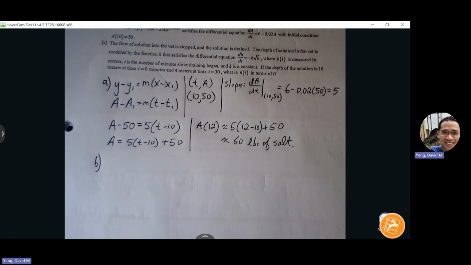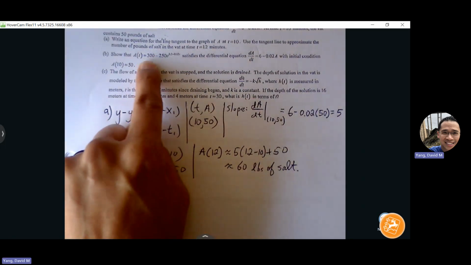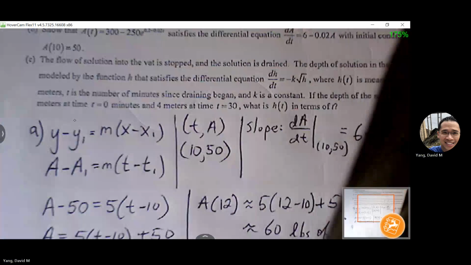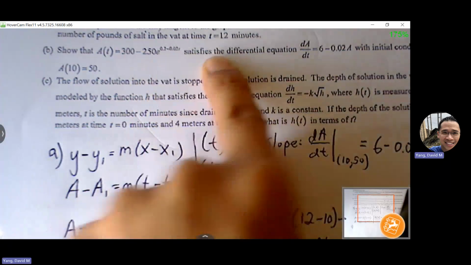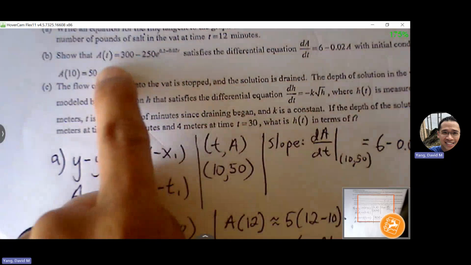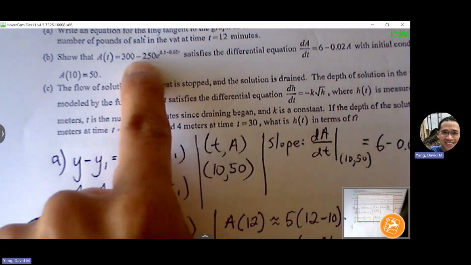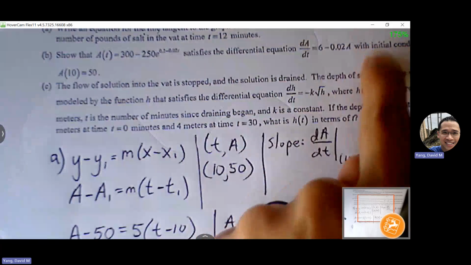Okay, part B is a little bit algebraic, just a little bit of rearranging to get where we want to be. So it says show that A of t is equal to this, that satisfies the differential equation dA dt. So what we want to do is find the derivative of this, and then from the derivative, see if we can rearrange it to eventually look like this.